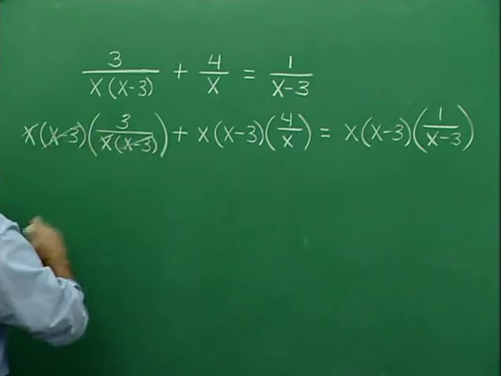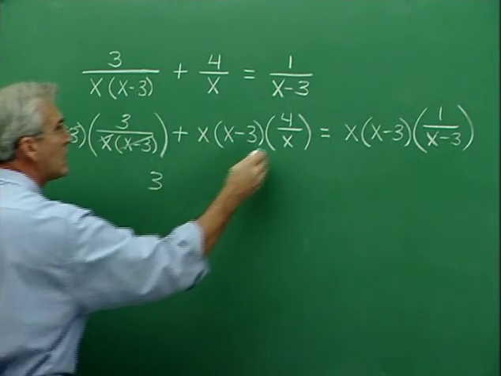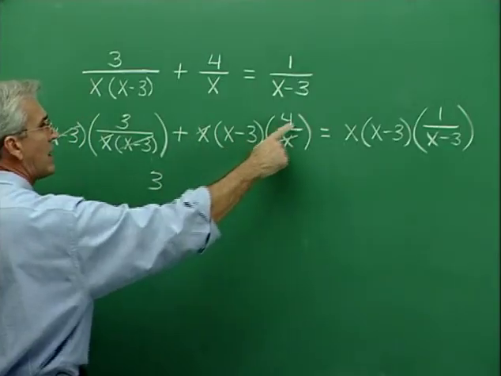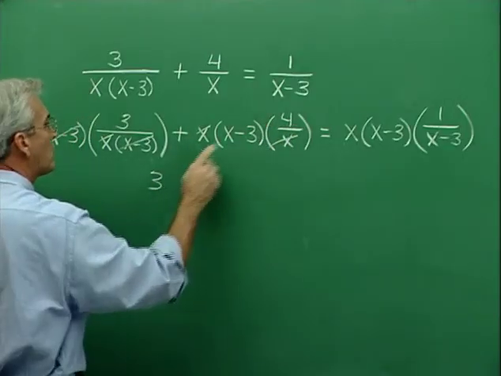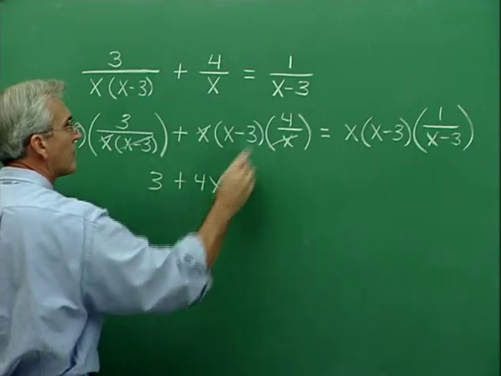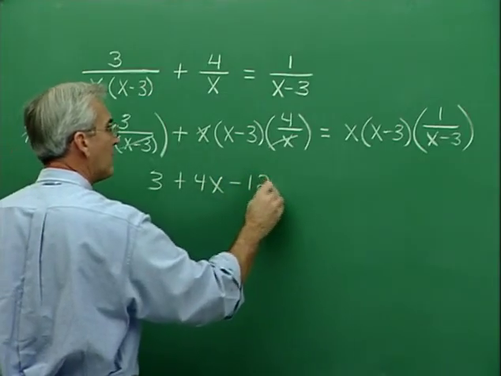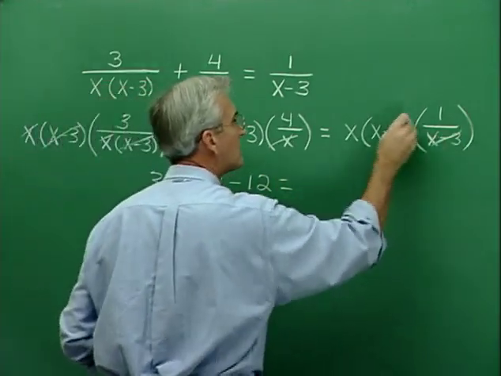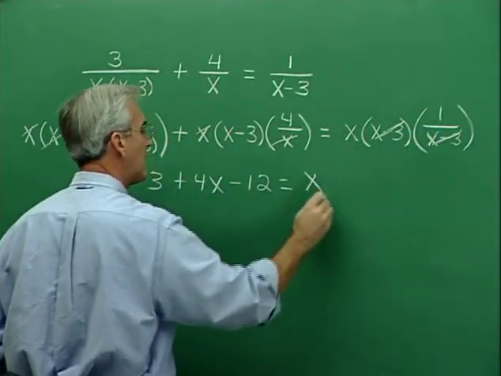We have x minus 3's going out here, so we have simply 3. The x's go out here. We have x minus 3 times 4. Well, that's 4 times x, 4x. 4 times minus 3, minus 12. And on the right, the x minus 3's go out, so we have 1 times x, x.